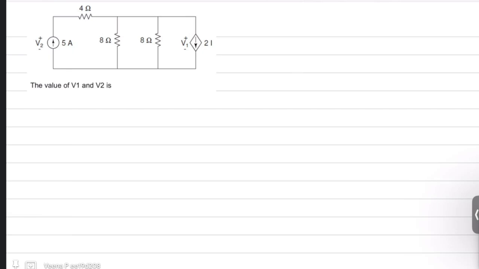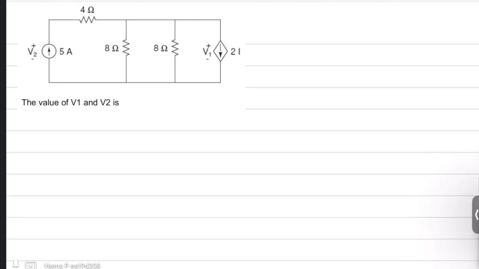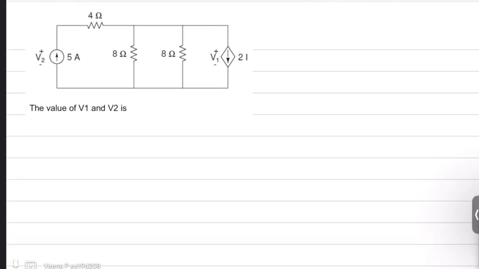The value of V1 and V2 is, sorry, the value of current I, which is not given. So let us assume this is the current I.